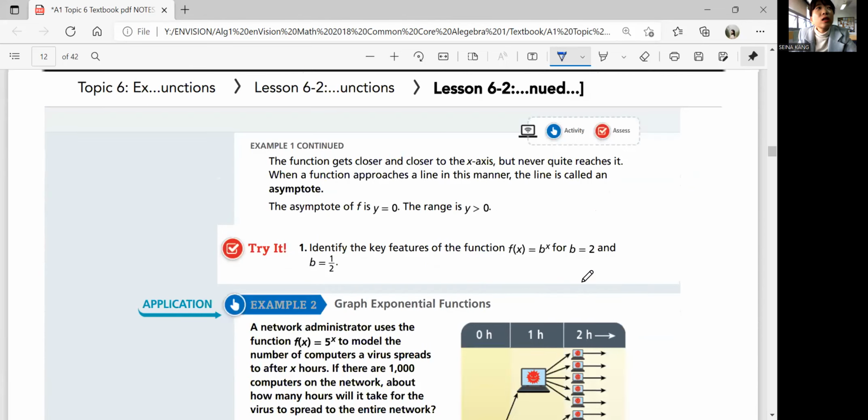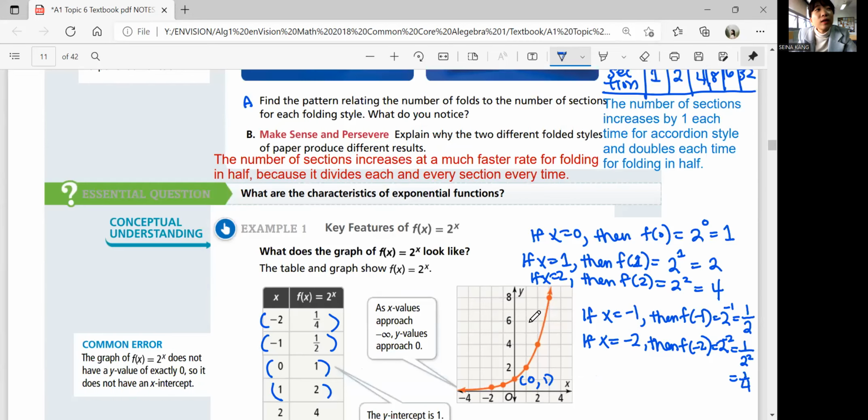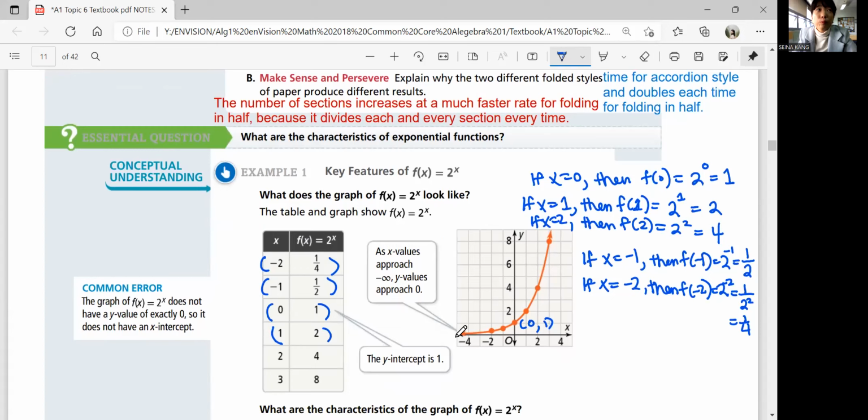And the function gets closer and closer to the x-axis, but never quite reaches it. What does that mean? Look at this graph. It gets closer and closer to the x-axis as you go to the left, but will it ever reach zero? For example, if x is equal to -1,000, then f of -1,000 is equal to 2 to the power of -1,000, which is 1 over 2 to the 1,000, which is a very, very big number in the denominator. 1 over 2 to the power of 1,000 is a very, very small number.